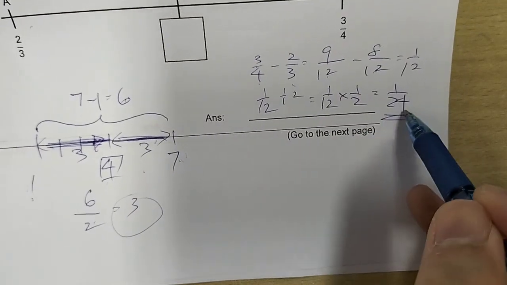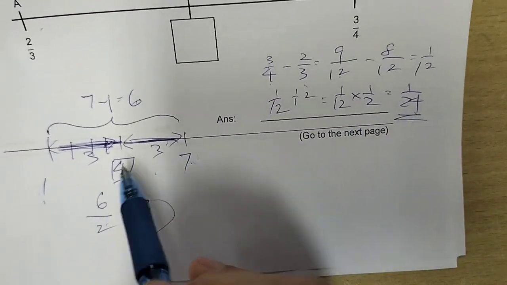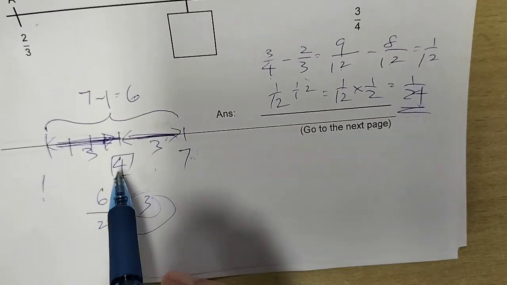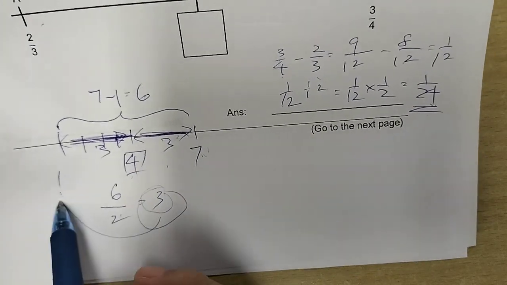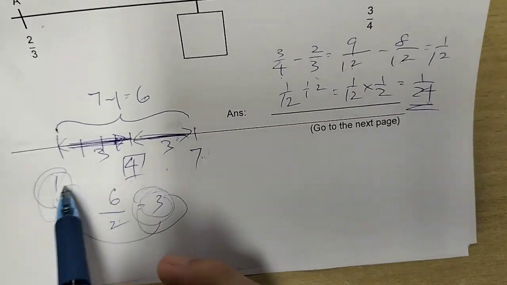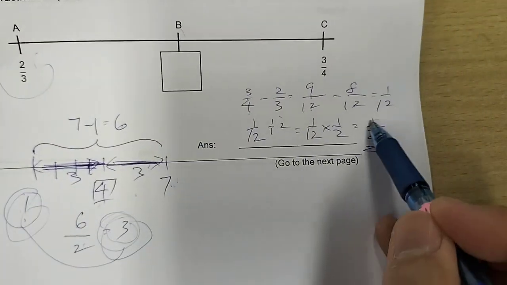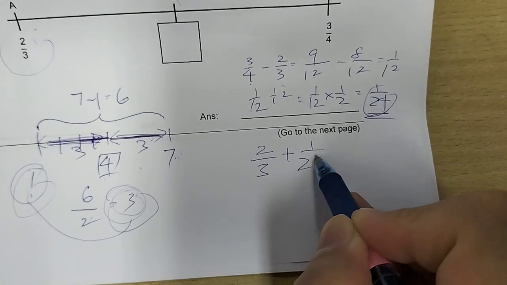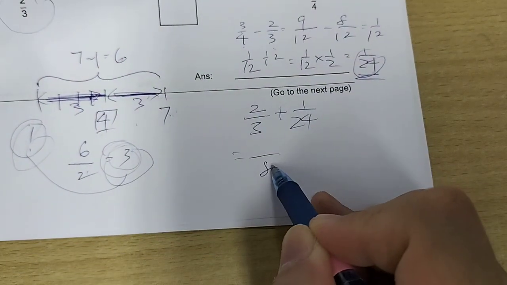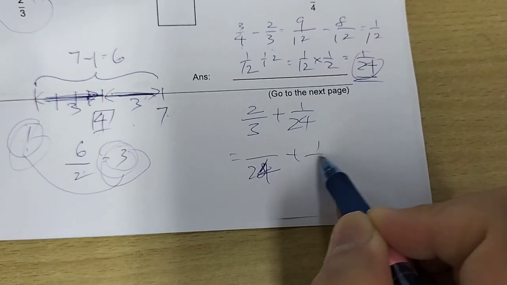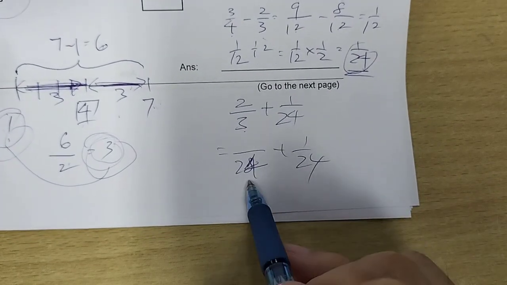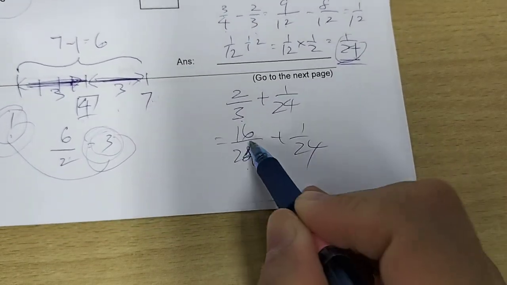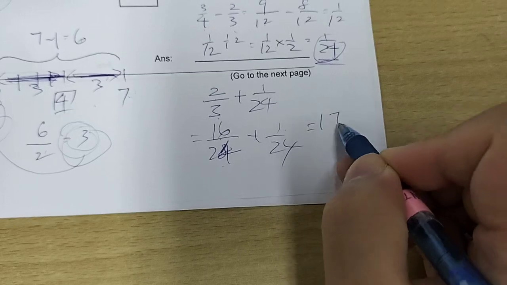One more step. I need to use this number. Remember I got 3. To find the answer 4, what do I do? I add these two numbers together. So I must now add 2/3 and 1/24. 2/3 plus this. So 3 times 8, 2 times 8. So 16 plus 1 is 17.